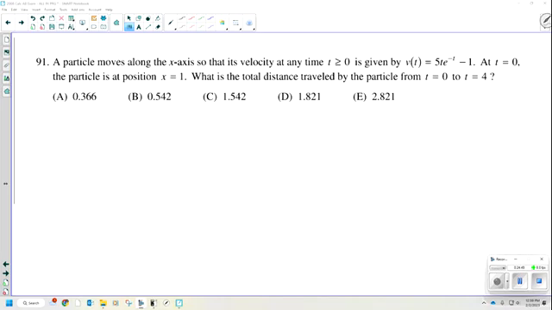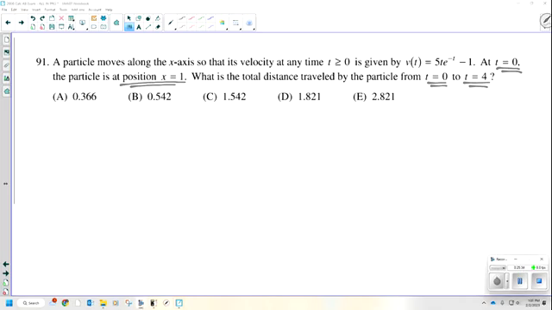Number 91. A particle moves along the x-axis so that its velocity at any time t greater than or equal to 0 is given by v of t equals 5t e raised to the negative t minus 1. At time 0, the particle's position is 1. What is the total distance traveled by the particle from time 0 to time 4? They give us a lot of information here, some of which may not be necessary.